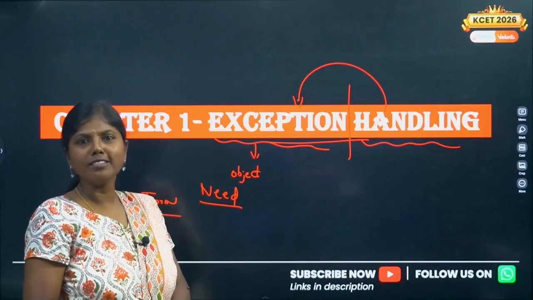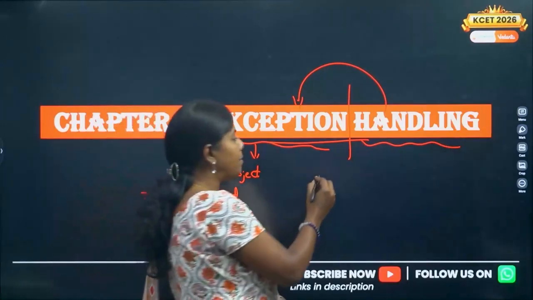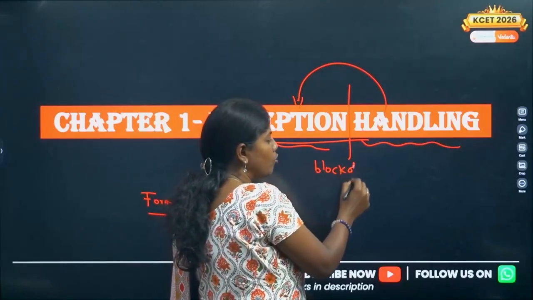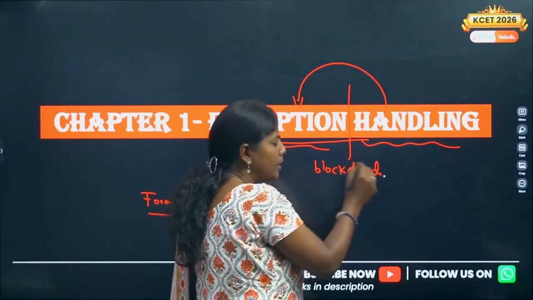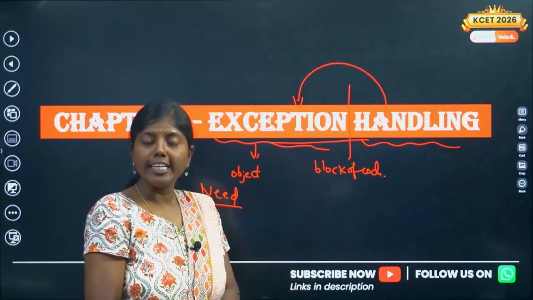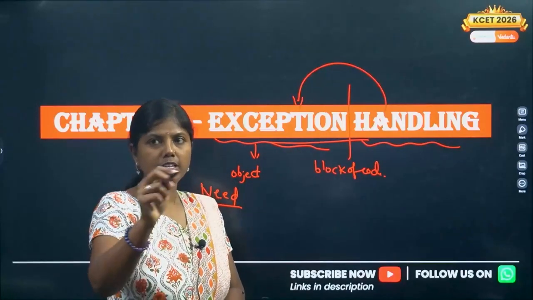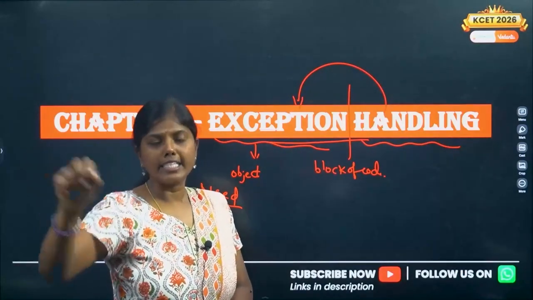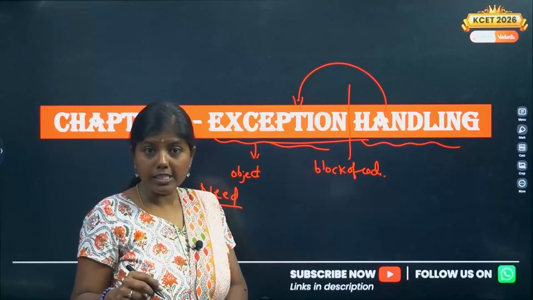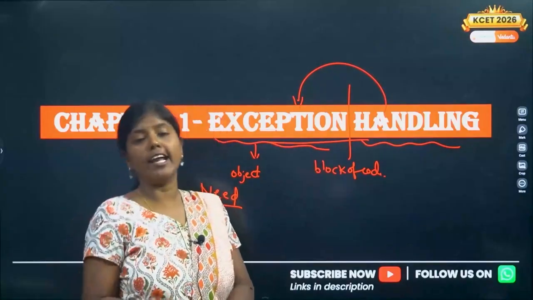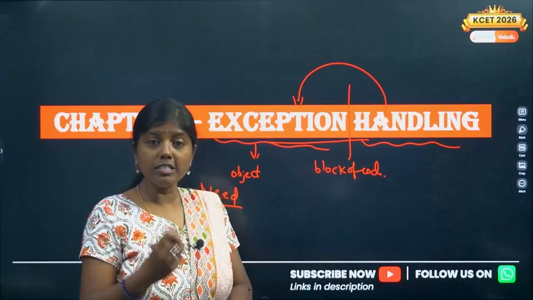Then how do we do it? Basically by adding a block of code, we can handle the exception very easily. Then we have to indicate somewhere that this is where I'm handling the exception. That means the interpreter needs to understand this is code related to exception handling. That means we need certain keywords.